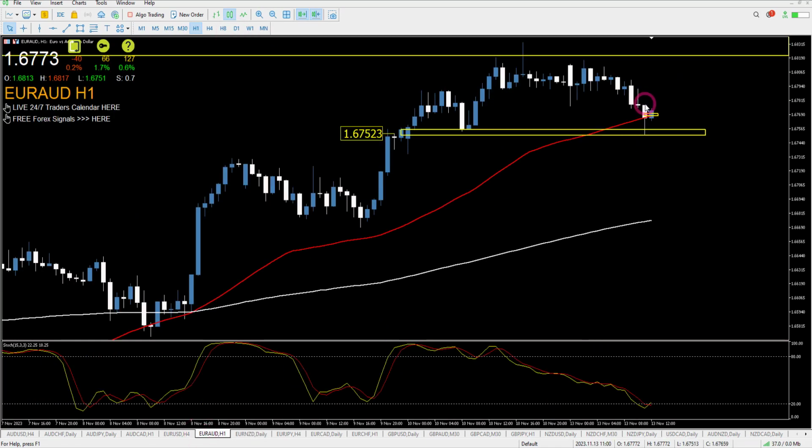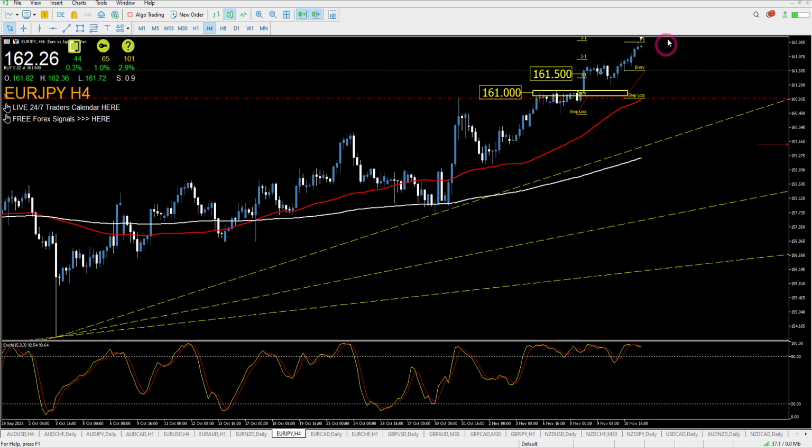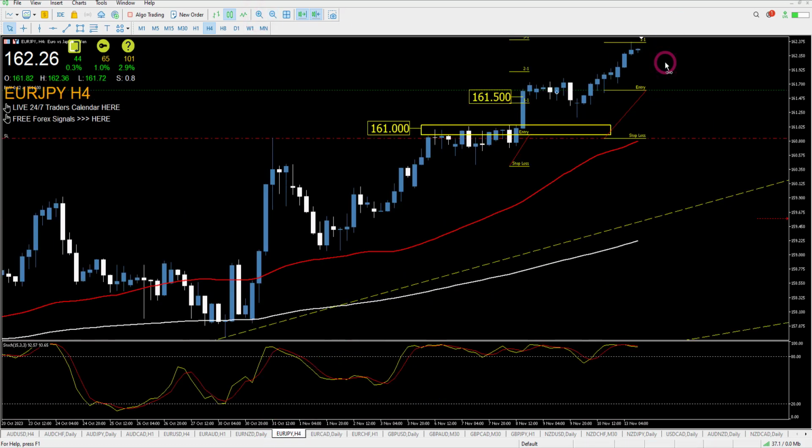Euro was long above that hourly high, for instance. Aussie US dollar potentially coming back into that resistance level, and we obviously have Euro Yen still on the table. So some to watch going into today.